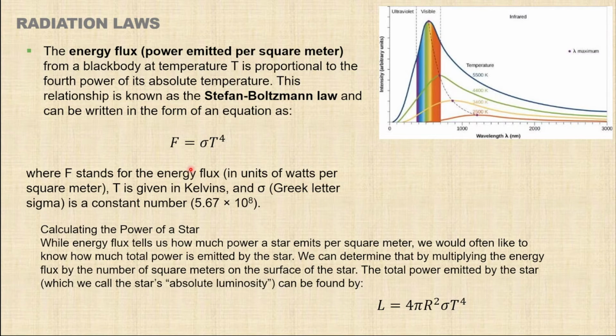Now if you want to find the power generated by all of the star, we just need to find the whole area of the star, which is 4 pi r square. Pi r square is the area of a circle. 4 pi r square is the surface area of a sphere. You multiply that with the flux per square meter, and we get the luminosity, or absolute luminosity, or the total energy, total power emitted by one single star.